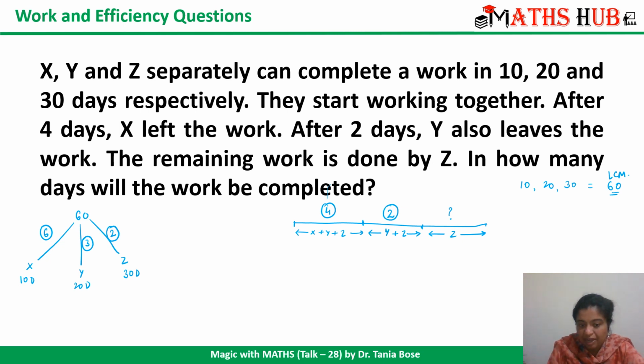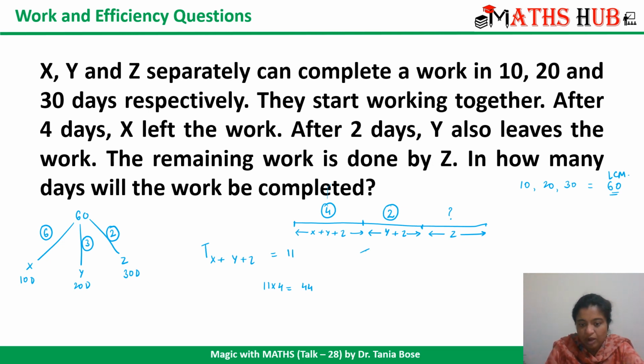So that means we have to calculate the number of days here. If X, Y, and Z are together working for 4 days, how many parts of the work are done? The total efficiency of X plus Y plus Z is how much? It is 6 plus 3, 9, 9 plus 2, 11. And the work was done for 4 days, so how much part of the work is done? 11 into 4, that is 44 parts of the work is done.